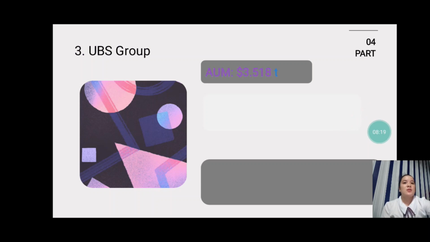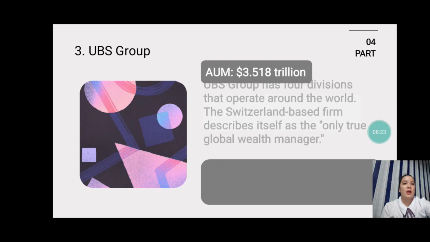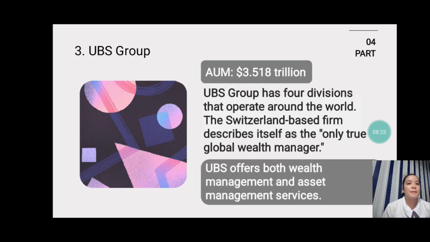Next is UBS Group. It has $3.518 trillion. UBS Group has 4 divisions that operate around the world. The Switzerland-based firm describes itself as the only true global wealth manager. UBS offers both wealth management and asset management services.